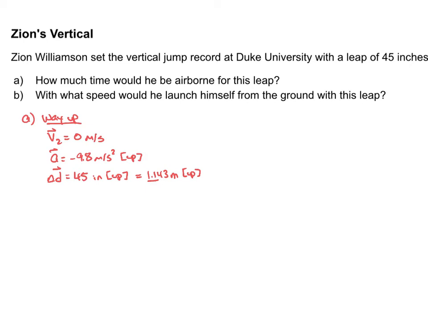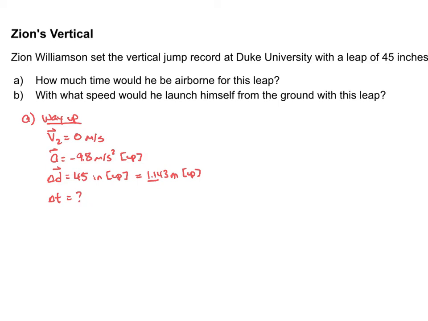What I need to solve for is time. It says how much time would he be airborne for this leap. So this delta t I'm going to calculate is for the way up. It's going to be symmetrical on the way down. Whatever amount of time he spends going up, he's going to spend the same amount of time falling back down to the ground. So I'll just multiply my answer by 2 once I'm done.